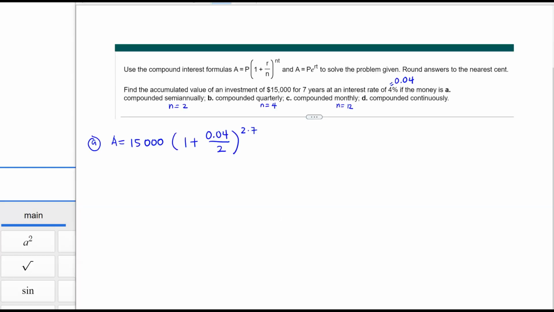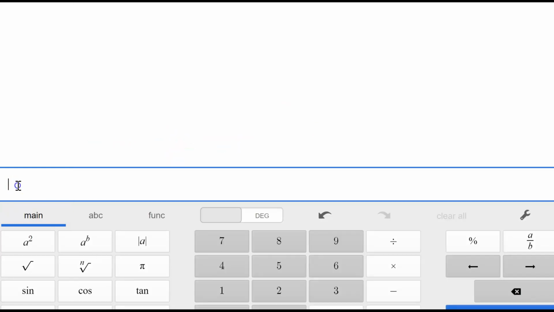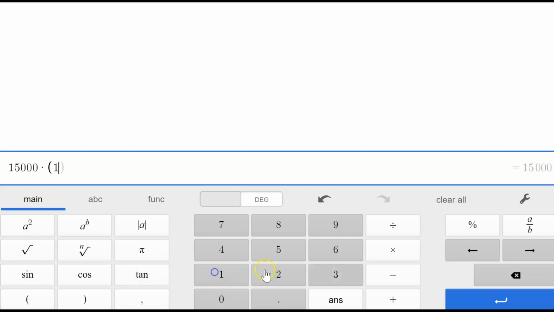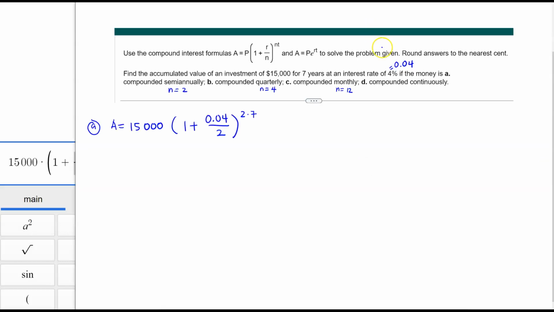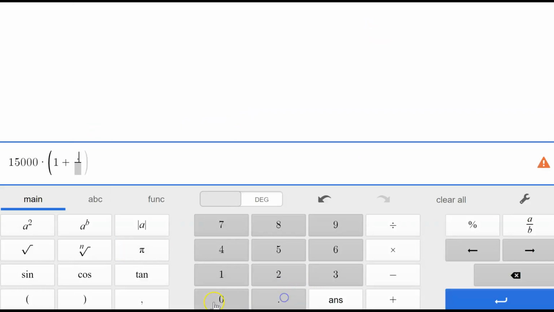Okay, so let's go ahead and plug this in. You have 15,000, that's our principal, times parenthesis 1 plus the fraction, that's the rate. The rate is 4%, so you have 0.04 divided by 2 for semi-annually. Then you click this for the power. Then make sure to put the parenthesis. So you have n, which is 2, times the number of years, which is 7.